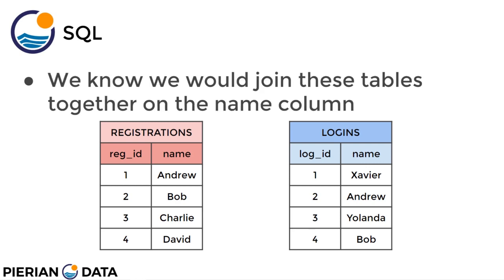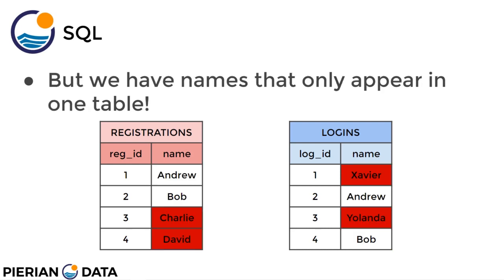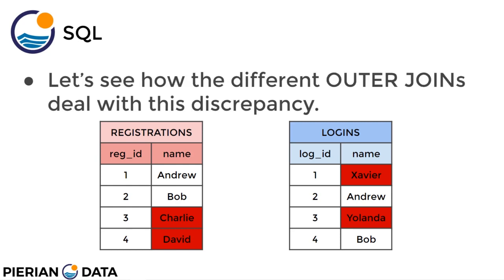Okay, so we know we would join these tables together on the name column. Again, in this little universe, we're going to assume that the name is a unique identifier. There's no such thing as two Andrews or two Bobs in the world. And recall, using that inner join that we learned about previously, we could match Andrew and Bob in both tables. However, keep in mind we have names that only appear in one table, and that is Charlie and David in registrations and Xavier and Yolanda in logins. So let's see how the different outer joins deal with this particular discrepancy.